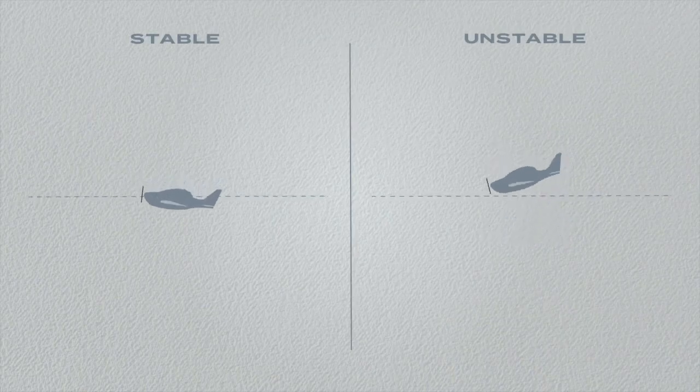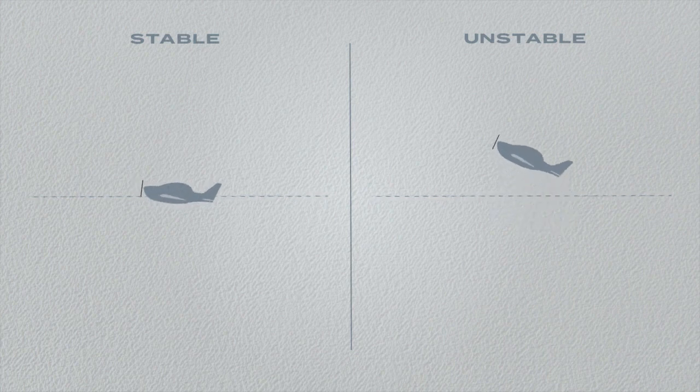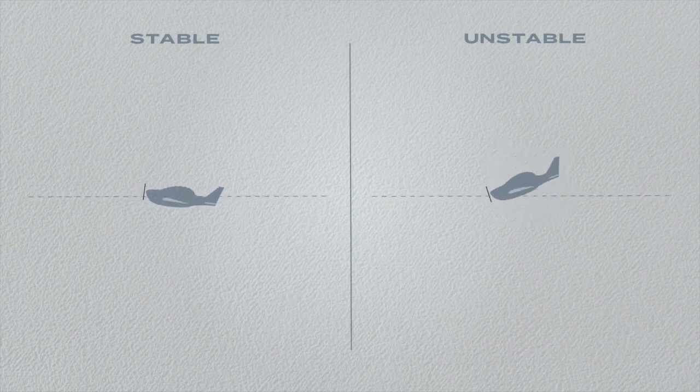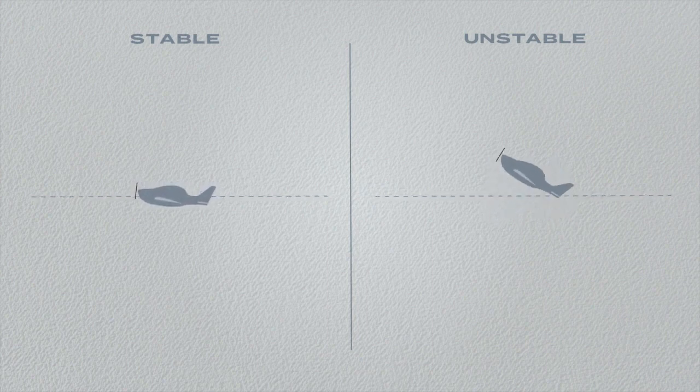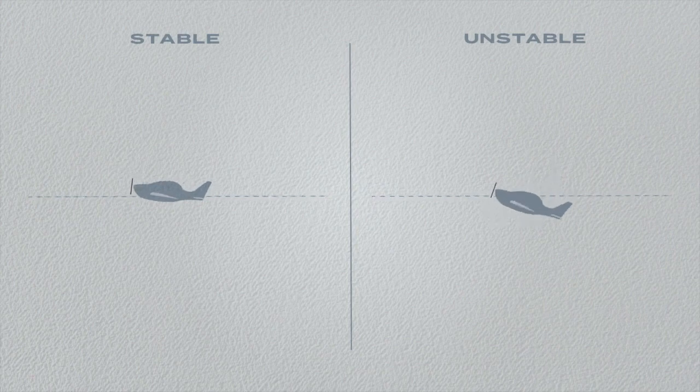A stable aeroplane is easier for the pilot to control. An unstable aeroplane moves further away from its intended attitude when disturbed by turbulence. In this video, you will learn about the different types of stability. We'll use longitudinal stability as an example. It relates to the pitching plane, but these terms apply to other axes as well.